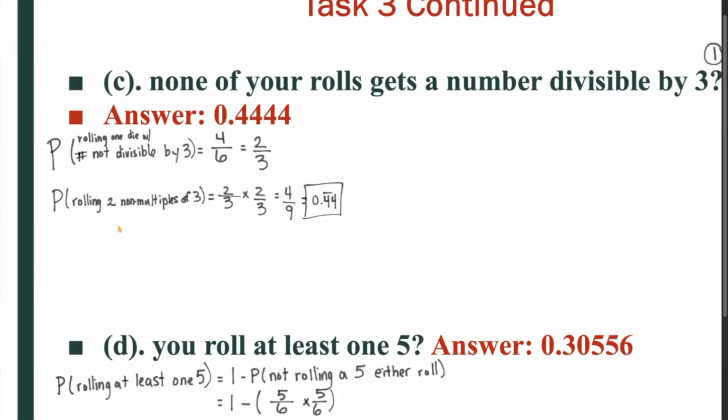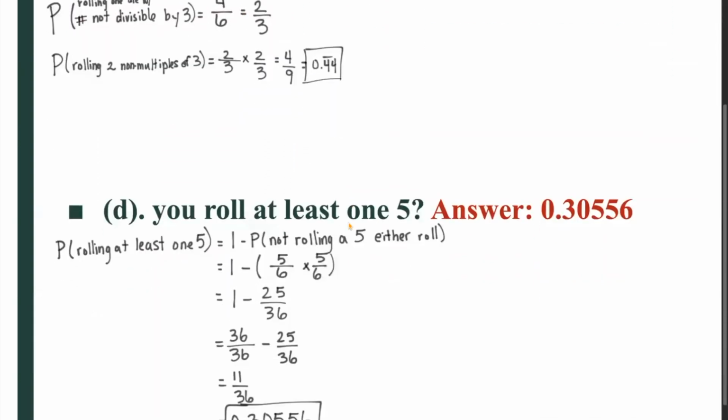But now we're rolling 2 dice, so what's the probability of rolling 2 non-multiples of 3? We would take 2/3 for the first die, and then the probability of the second die rolling a number that's not divisible by 3 is also 2/3. So that would give you 4/9, or 0.44 repeating.